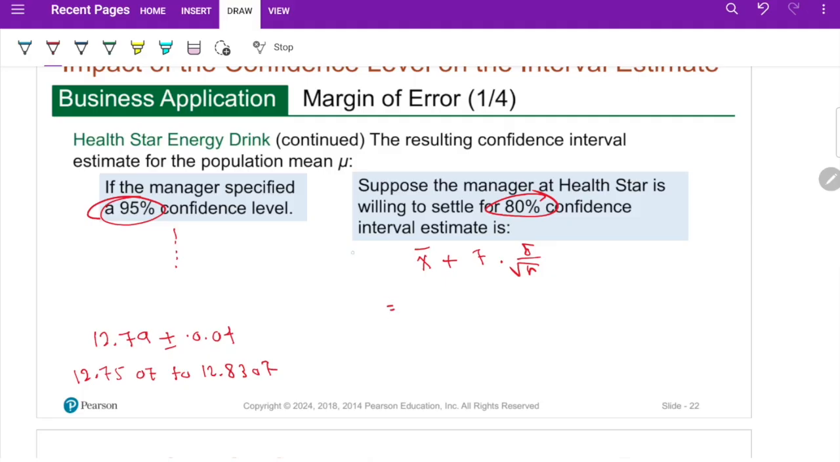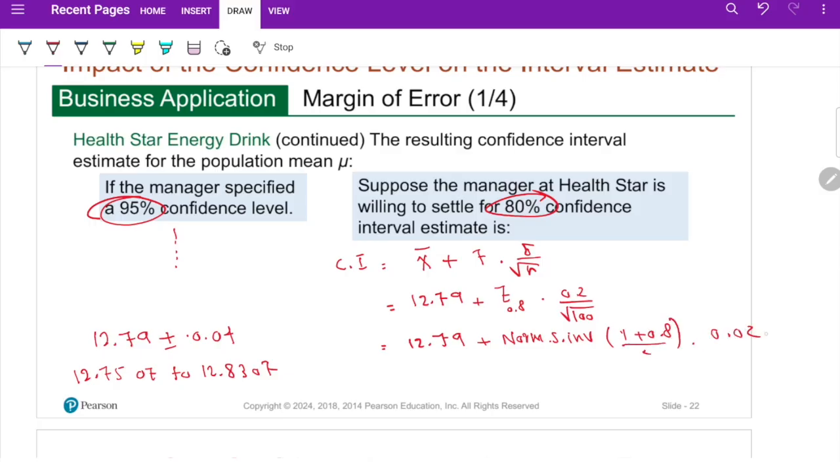Again, we just use the formula. We plug in the numbers. This is the confidence level interval. So this is 12.79, the z value of 80%, 0.2, divided by radical 100, which is 10. Then we use the NORM.S.INV of 1 plus 0.8 divided by 2, times 0.02. If you do the calculations, you're going to get two values between 12.76 oz and 12.81 oz.